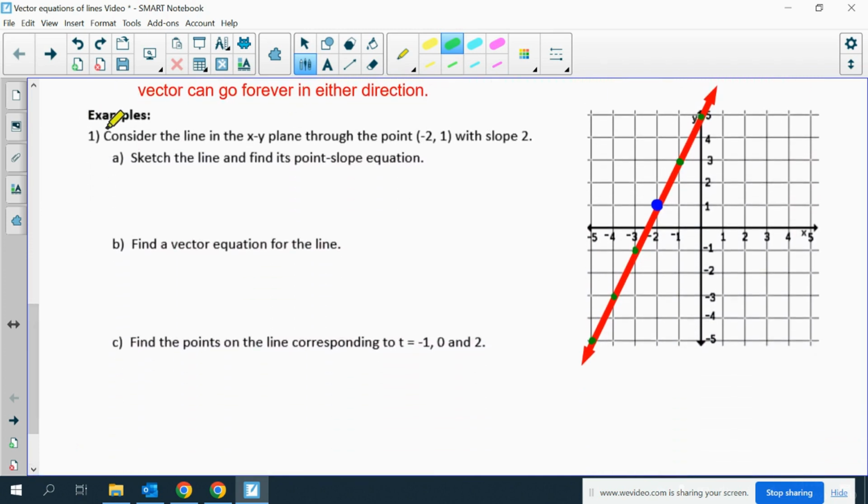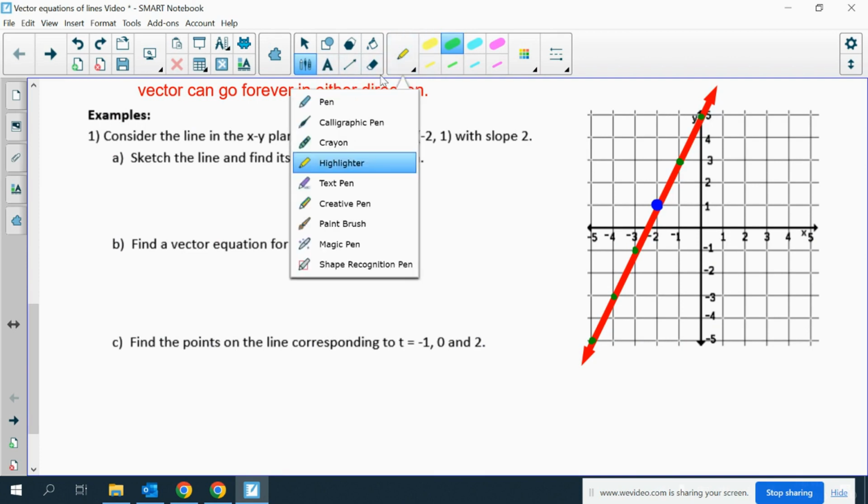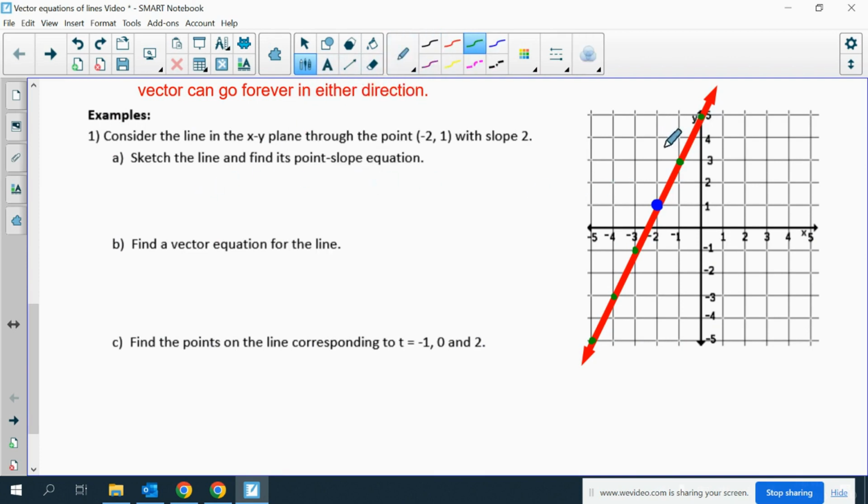So here are some examples. Consider the line in the xy plane through the point (-2, 1) with slope 2. First, sketch the line, which we already did. Find its equation in point-slope form. So that would be y minus 1 equals 2 times x plus 2.